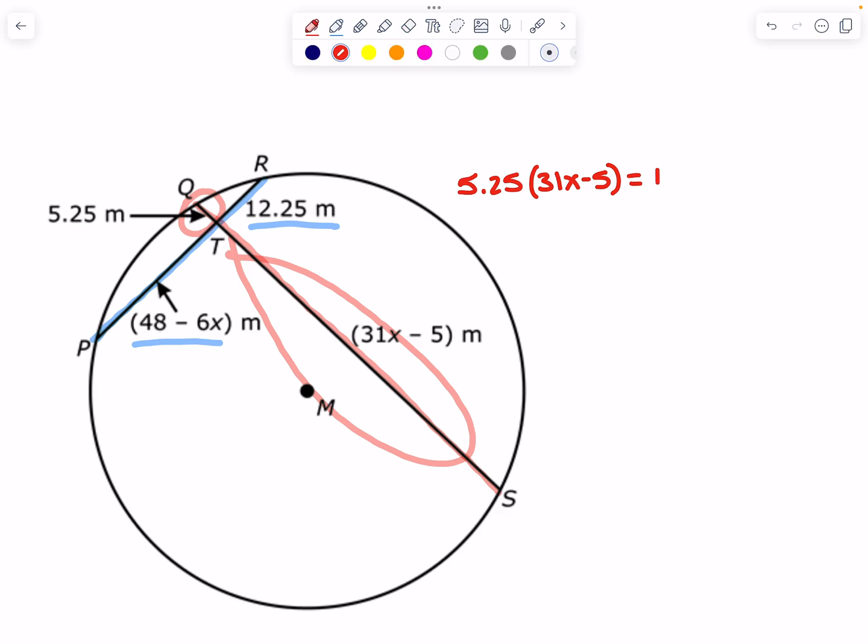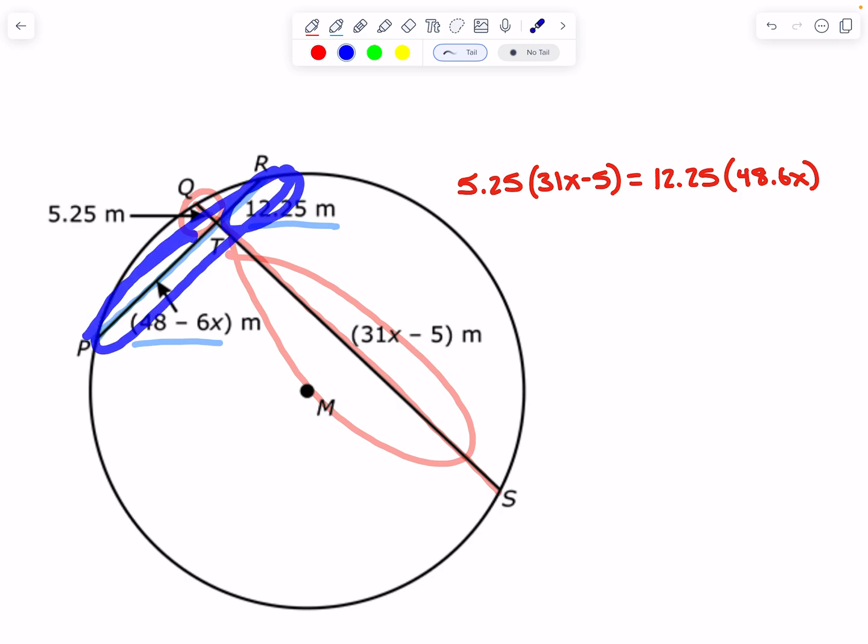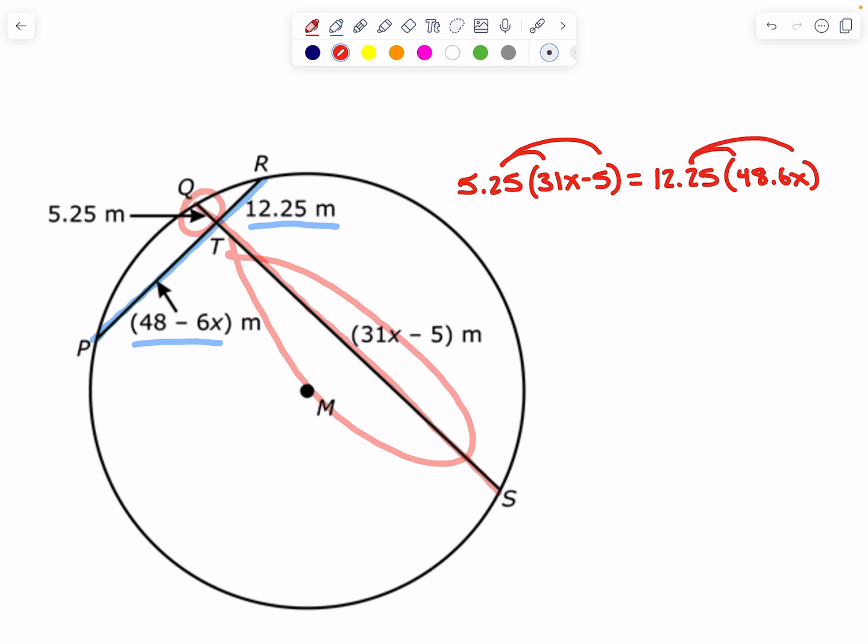So I'm just going to put the 12.25 in the front, since we normally write it out front and distribute it. So notice I've taken the 2 pieces that are on the same chord. So this little piece times the one that's on the same chord is equal to the other chord multiplied together. So this one times this one. And now we're just going to figure out what x is. So we have to distribute the 5.25 and the 12.25. And those being decimals just makes it a little bit more challenging, but nothing you can't handle.